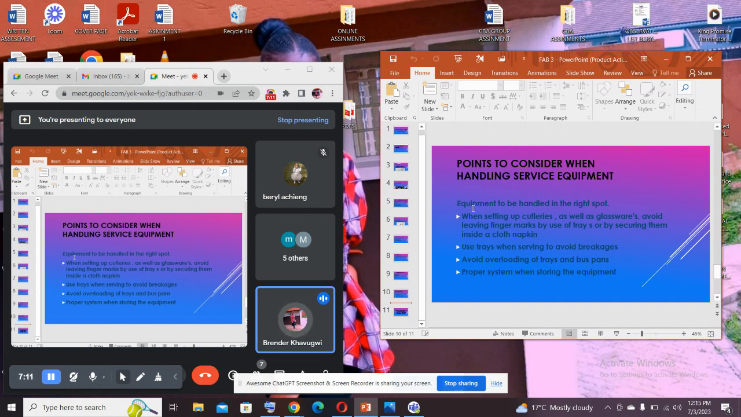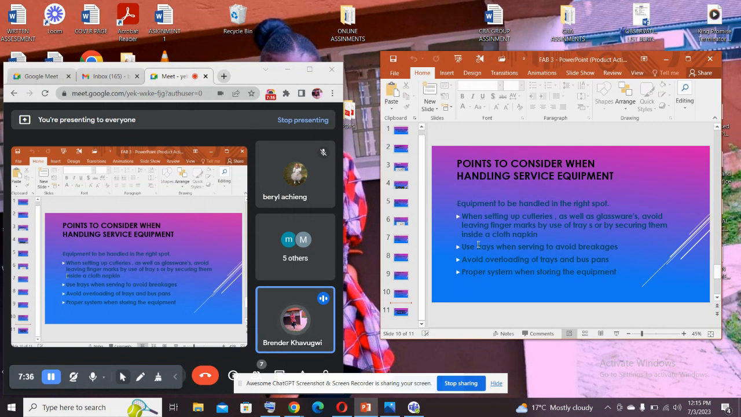Ensure that when you are using this equipment in your service area, you should handle the equipment in the right spot. In that, ensure that the stem glasses are handled by the stem, the tumblers are handled by the base, and the flatwares are handled by the handles, and ensure that you use your underliners when handling the bowls, and the thumbs should never show on the plate.